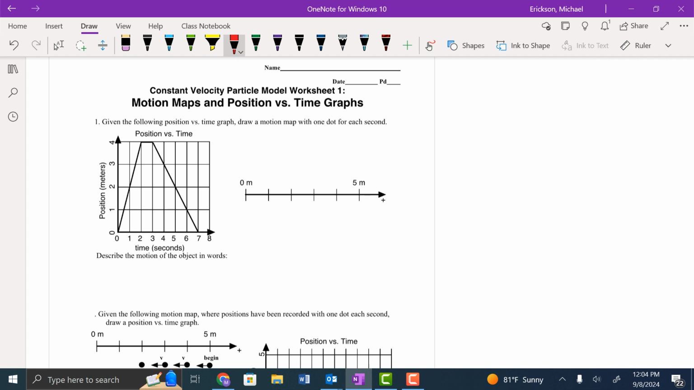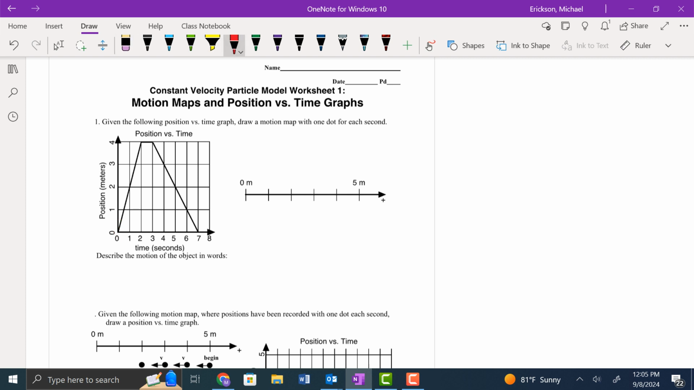All right, problem 1, we're given this position time graph. Now, I see here that it looks like we're going to be traveling for about 7 seconds. And I'm going to assume nothing happens on this 8th second. We'll talk about that. So this object, where does it start? I look at 0 seconds. It's starting at 0 meters.